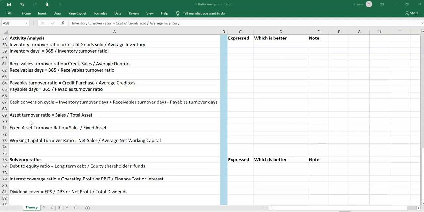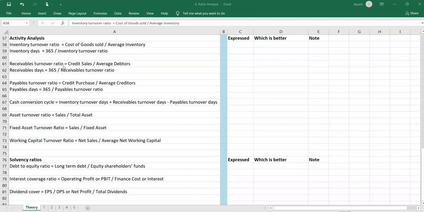If you take asset turnover ratio, the denominator is asset. In fixed asset turnover ratio, the denominator is fixed asset. In working capital turnover ratio, the denominator is working capital. So throughout all these ratios, the denominator is the ratio's name. So how is the numerator? The numerator alone, there are only three numerators available. One is cost of goods sold, or credit sales, or credit purchase.